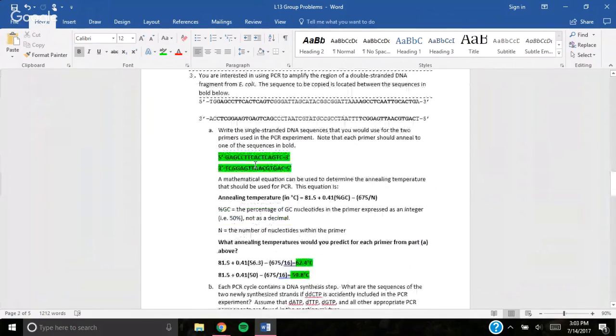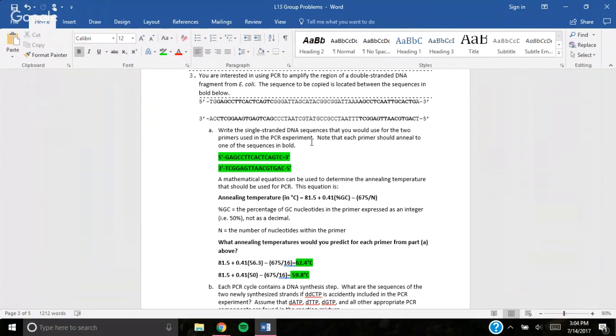Okay, and then for question 3, A asks, write the single-stranded DNA sequences that you would use for the 2 primers used in the PCR experiment. Note that each primer should anneal to one of the sequences in bold. For the first primer, also known as the forward primer, you're going to start at the top left corner, the 5'. And so we found GAG, CC, TT, CAC, T, CAG, TC, and it goes 5' to 3'.